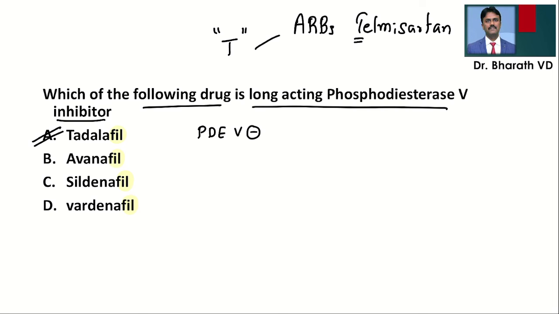But there is an exception to the rule. There is tropicamide, which starts with T, but it is the shortest acting passive mydriatic. So this is an exception to that.